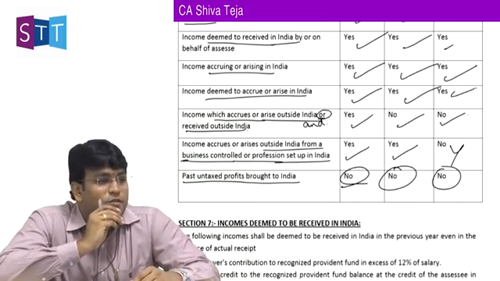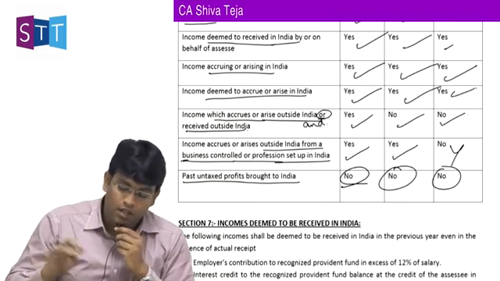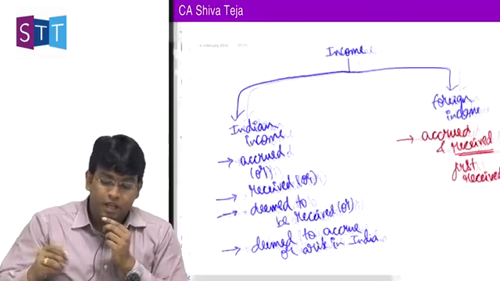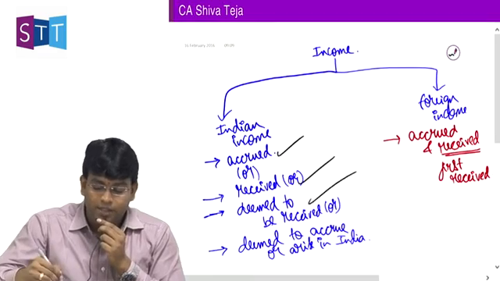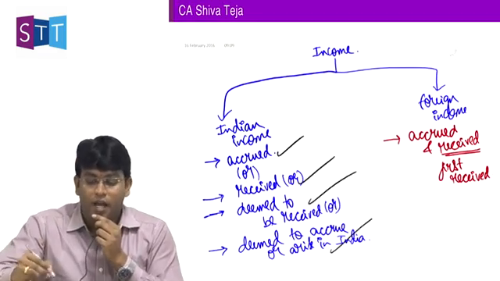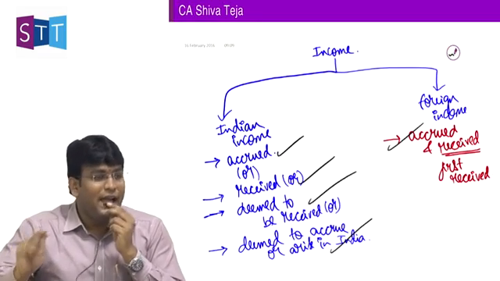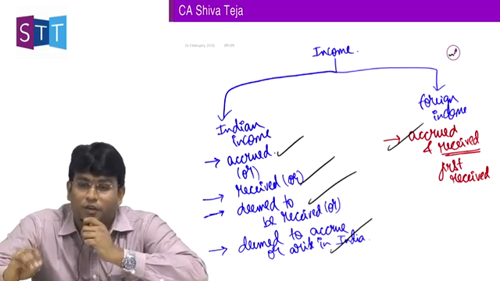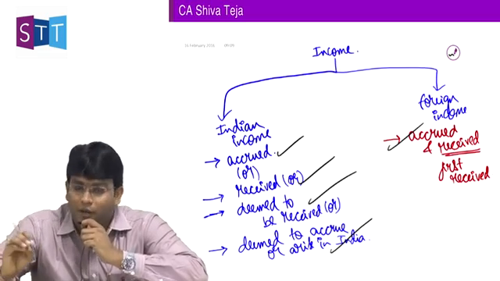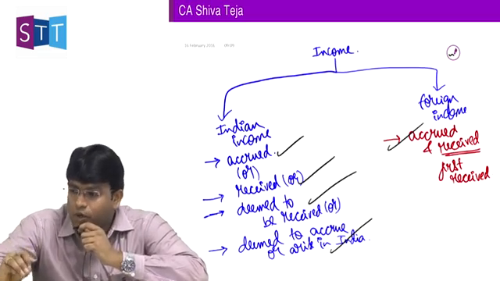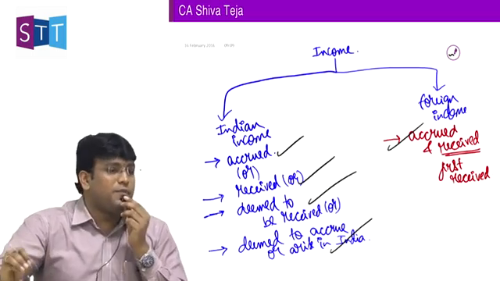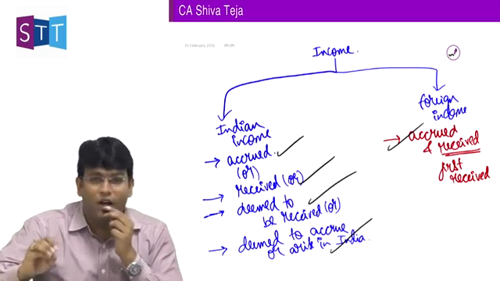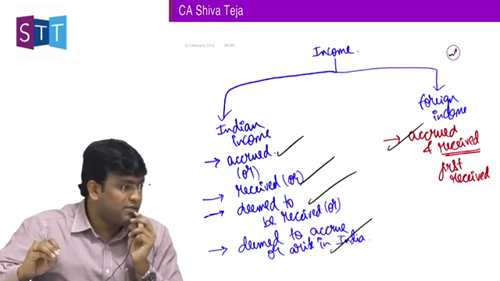Everybody, friends? Say something, please. Come on. So what is Indian income? Income which is accrued, received, deemed to be received, or deemed to accrue in India. Foreign income is accrued and received both outside India. Indian income is taxable for ROR, RNOR and NR. Foreign income is taxable only for ROR, and for RNOR also if it is business income controlled wholly or partly from India, or a professional setup in India. Does it make sense, friends? Are we all clear with this concept? Completely, my dear friends.